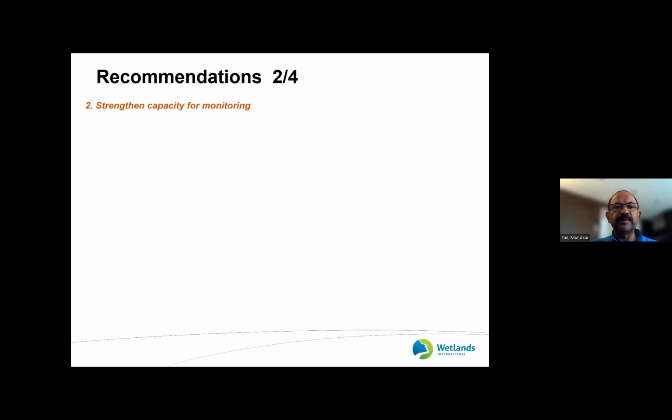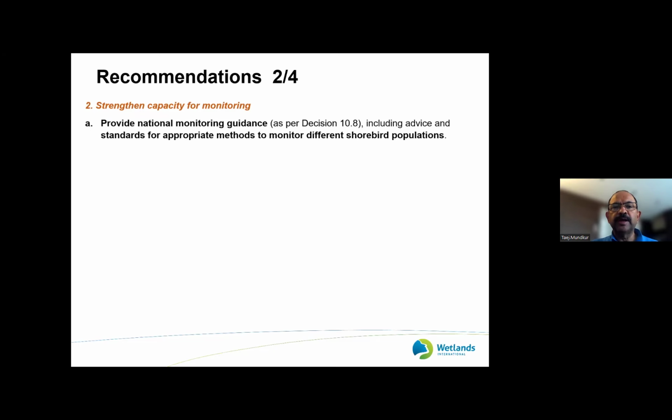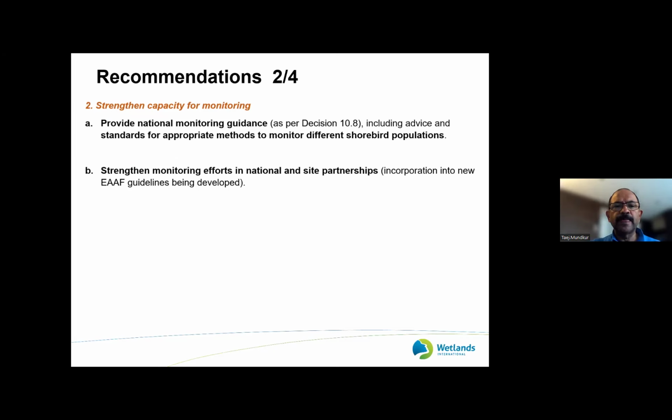The second recommendation has focused on capacity building, and there's a specific decision from the last meeting of partners in Brisbane calling for the development of these national monitoring guidance, including standards for the methods to monitor different waterbird species. Here I've focused just on shorebirds. The second is to strengthen the monitoring efforts through establishment of stronger national and site partnerships, and use the EAFP guidance that has been developed for that.